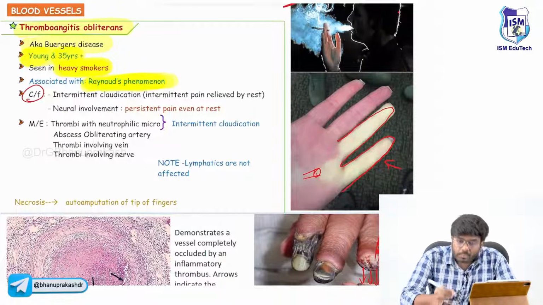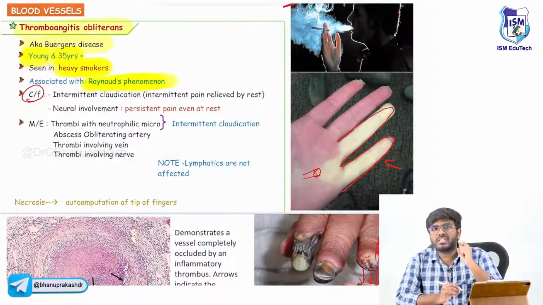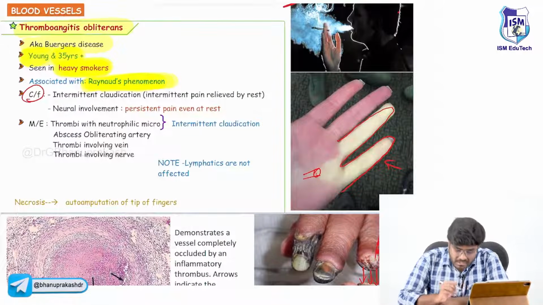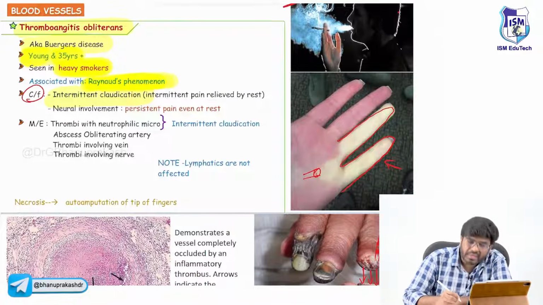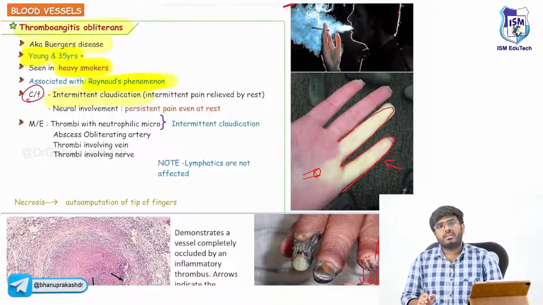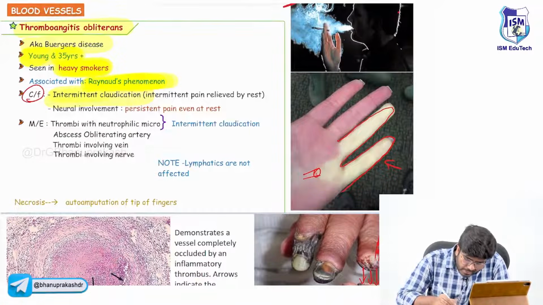So, now a very, very important point. If in a question they mention jaw claudication, that is the most specific sign seen in temporal arteritis or giant cell arteritis. But here in thromboangiitis obliterans, the patients are going to have intermittent claudication. So, when he is walking, he is going to have severe pain. When he takes rest, again, the pain is going to subside. So, intermittent claudication is going to be relieved with rest.